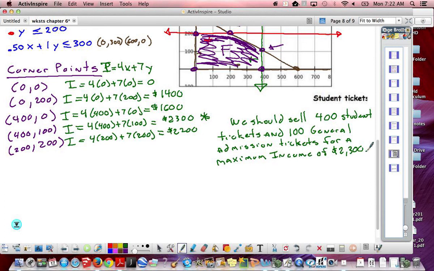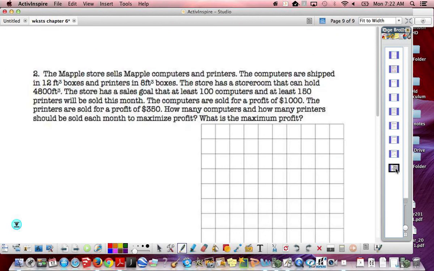Excellent. All right, let's go to the back page here. Let's take a look at this one here. It says the Maple Store sells computers and printers. The computers are shipped in 12 cubic foot boxes and the printers are shipped in 8 cubic foot boxes. The store has a storeroom that can hold 4,800 cubic feet.